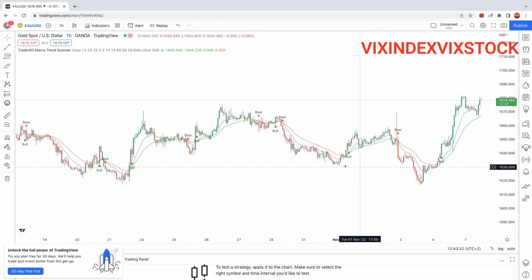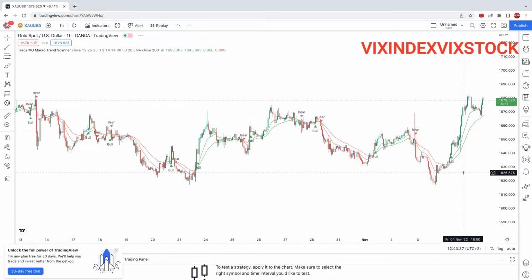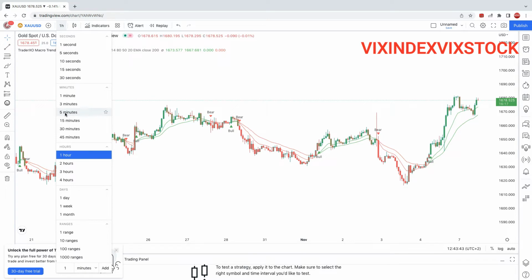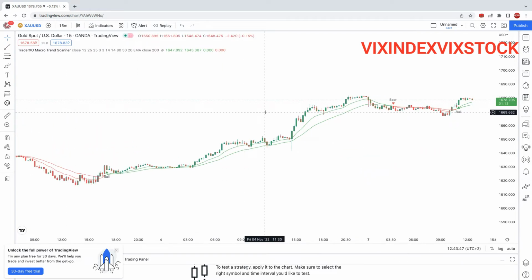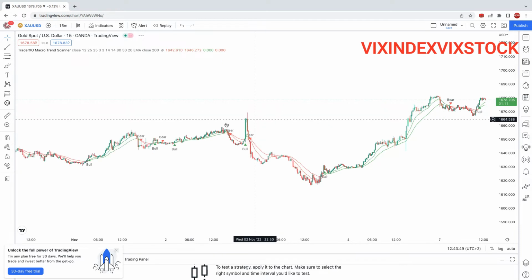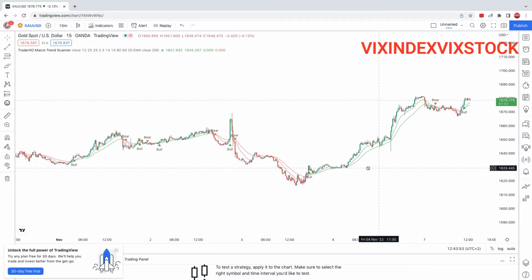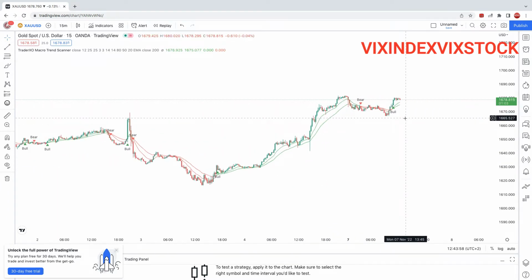So basically that's what it's going to add to your chart. This is the 1 hour time frame. If you actually go to the lower time frame, you might see a whole lot more signals. Let's just go to the 15 minute. This is the 15 minute time frame. So you can basically see the idea behind the scanner.